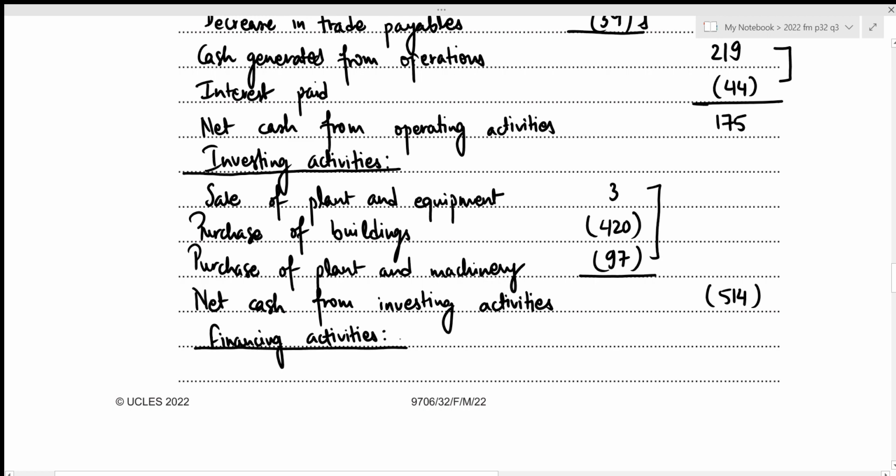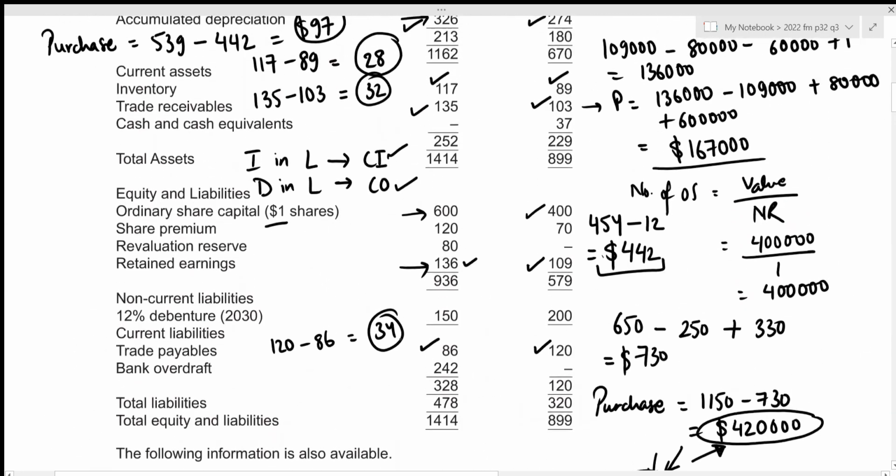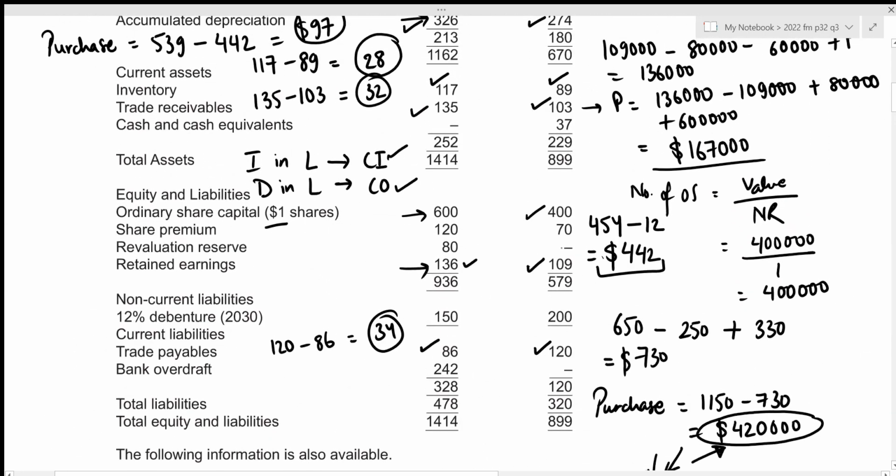And financing activities deals with equity and non-current liabilities. So let's have a look above. Let's talk about equity first. We can see that the previous value of ordinary share was 400 and now the value has increased to 600,000, which means that there was an additional cash inflow of 200,000 in the form of ordinary shares, right? So that is an inflow of 200,000 which needs to be added.